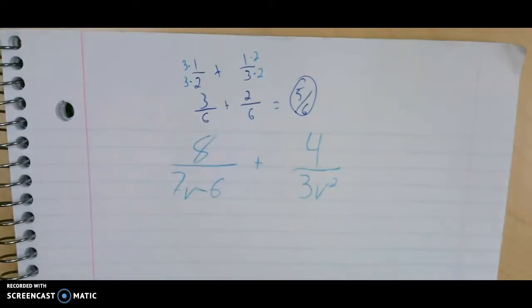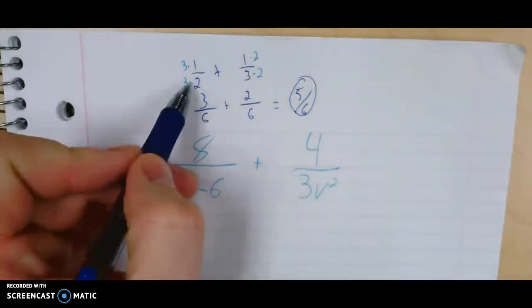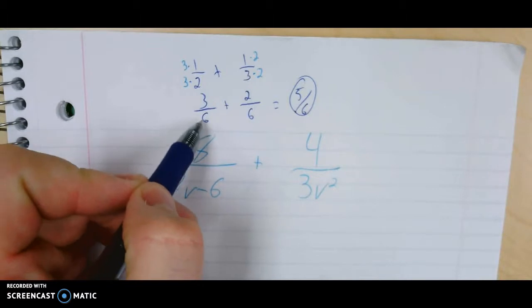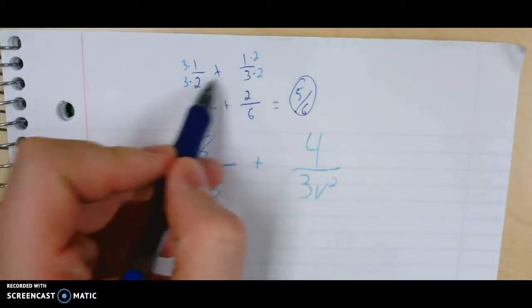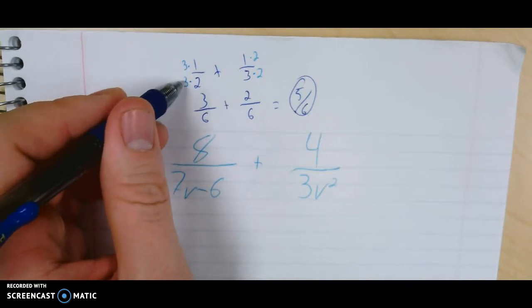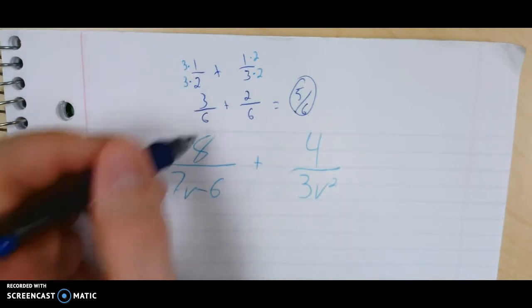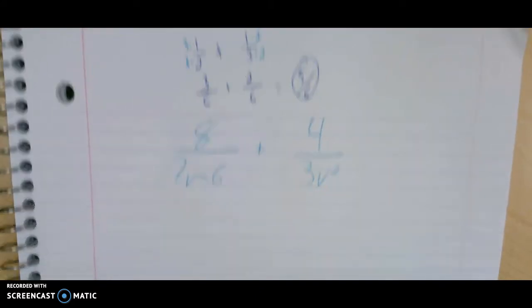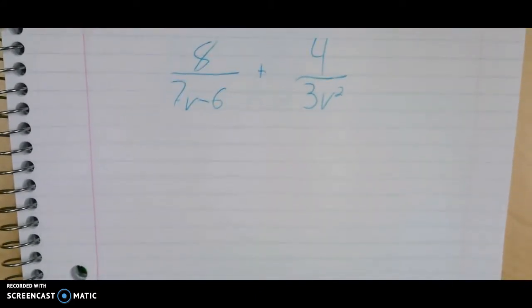That's our final answer. So essentially what we're doing is finding what common denominator works for both of the previous denominators, and then from there we're saying, well, what is this guy missing to turn into the denominator we want? All right, so let's look at a rational example.